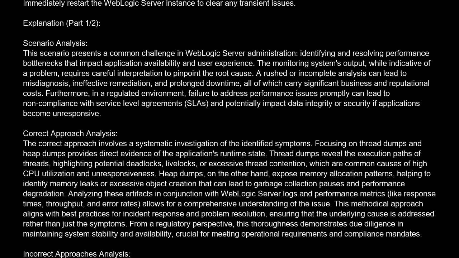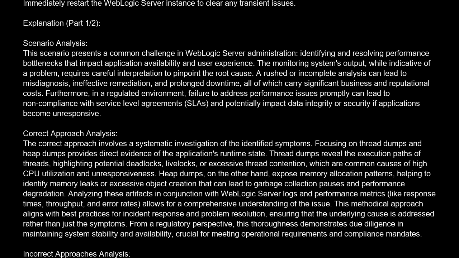Heap dumps, on the other hand, expose memory allocation patterns, helping to identify memory leaks or excessive object creation that can lead to garbage collection pauses and performance degradation. Analyzing these artifacts in conjunction with WebLogic server logs and performance metrics, like response times, throughput, and error rates, allows for a comprehensive understanding of the issue.